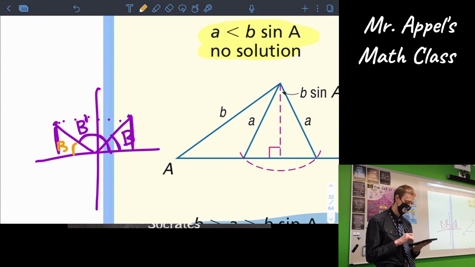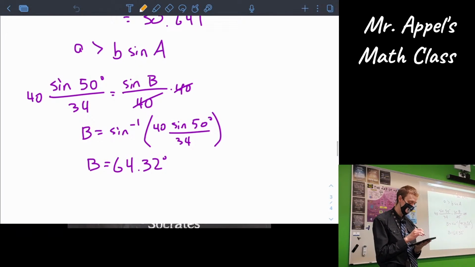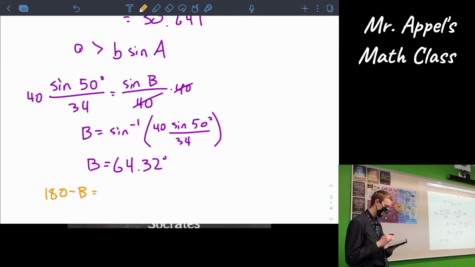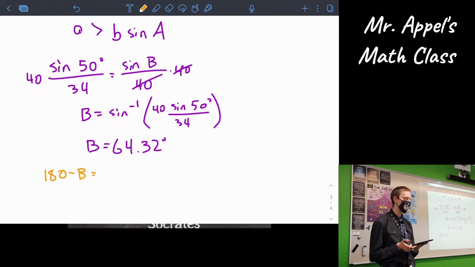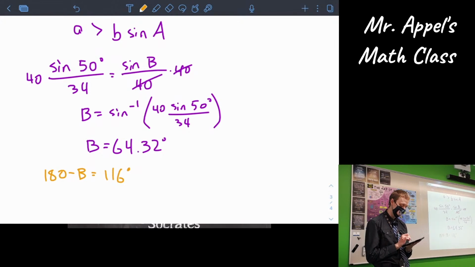So let's go back to here. 180 minus B to get our other possibility, which should have been 116. Oh, they only rounded to the nearest degree, so we didn't even need the 0.32. Whatever. 64 degrees and 116 degrees. Does that clear up?